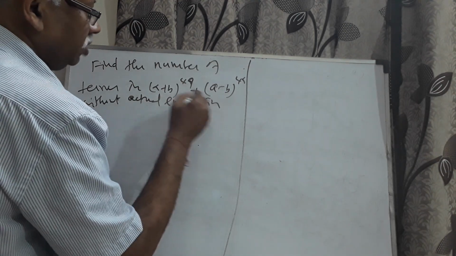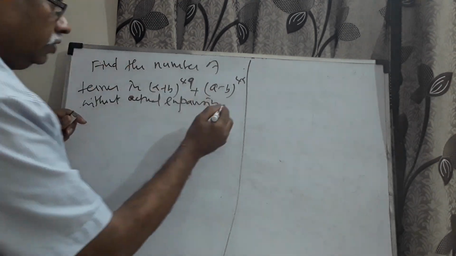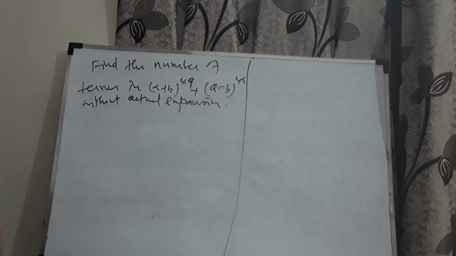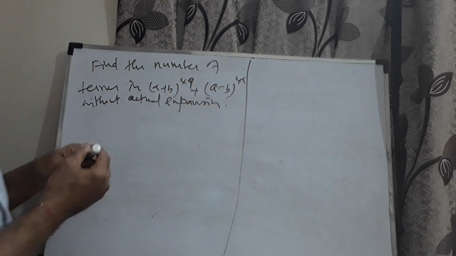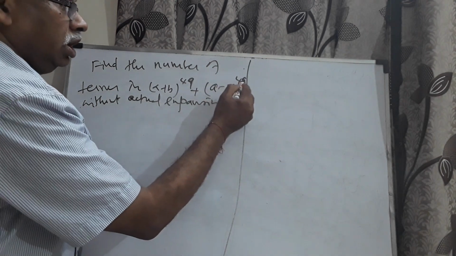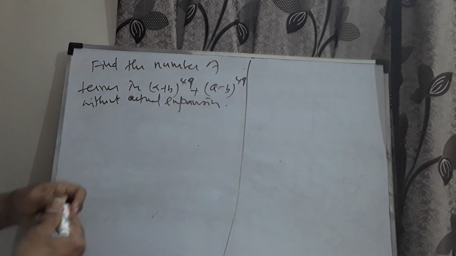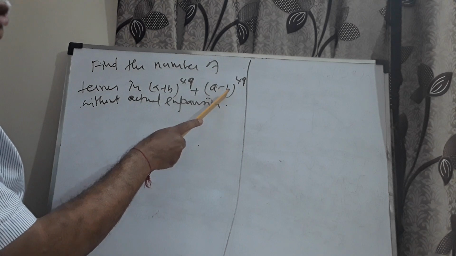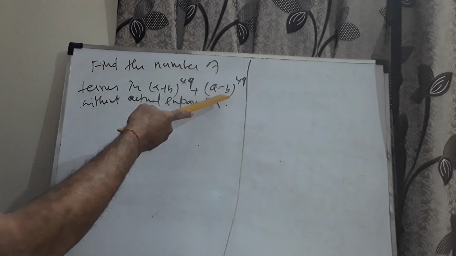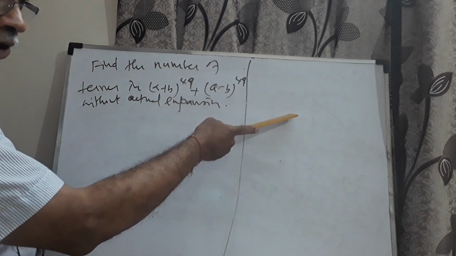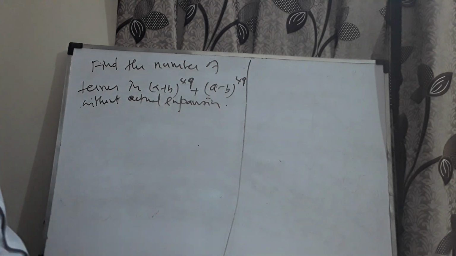Without actual expansion means I need to find it quickly. Listen carefully. As per the rule which I already told you, there are 50 terms here. Remember carefully. And of course, I have alternate signs: plus sign for the first term, minus sign for the second term, plus sign for the third term, etc. There are 25 terms having plus signs and 25 terms having negative signs.